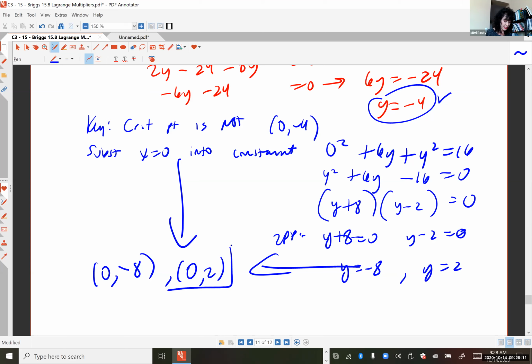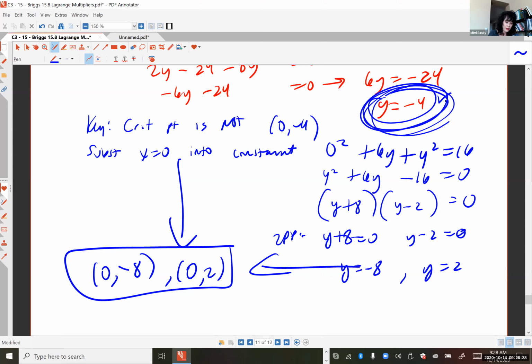Now, the danger is some students get so excited, like, woo, I'm tired. I'm done finding critical points. See ya. No, you're not. There's more. In fact, there's 2 more critical points besides these. Really? Well, what are you talking about? Well, the other 2 are going to come from when y is -4. Remember? Did you forget about y being -4? So you're going to substitute y equals -4 into your constraint.